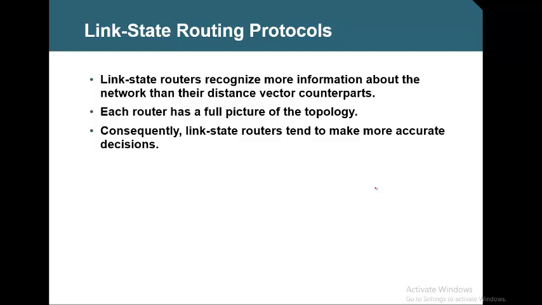OSPF provides the complete picture of topology by advertising every single link state to all routers. So the router can compare all the paths and pick the very best. So an accurate path selection is possible only when you have a link state routing protocol.